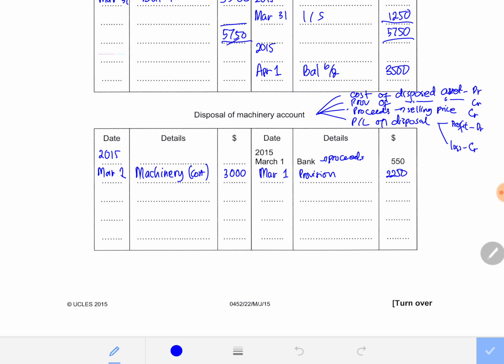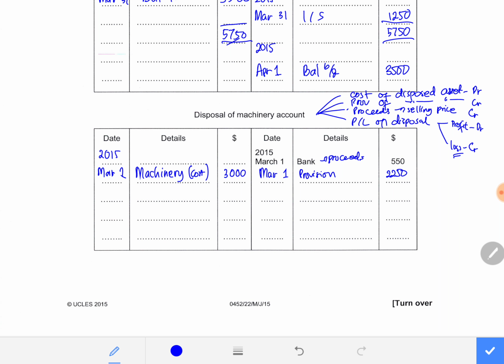So if we look at the difference between debit and credit, your debit side is higher than the credit side. That means you have a balance at the end on the credit side, which means you have a loss.